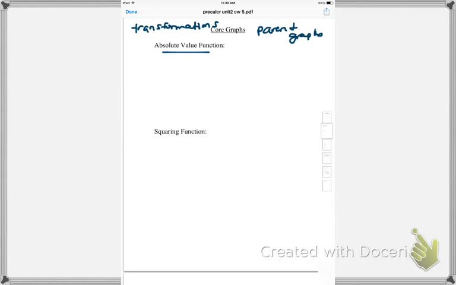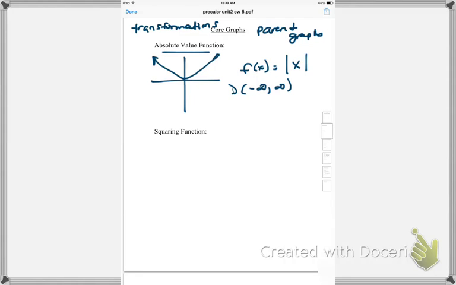Absolute value functions, the core graph, looks like your basic V. This is written f of x equals the absolute value of x. This is the parent graph for your absolute value function. Notice that the domain is all real numbers, and the range is from 0 to infinity.